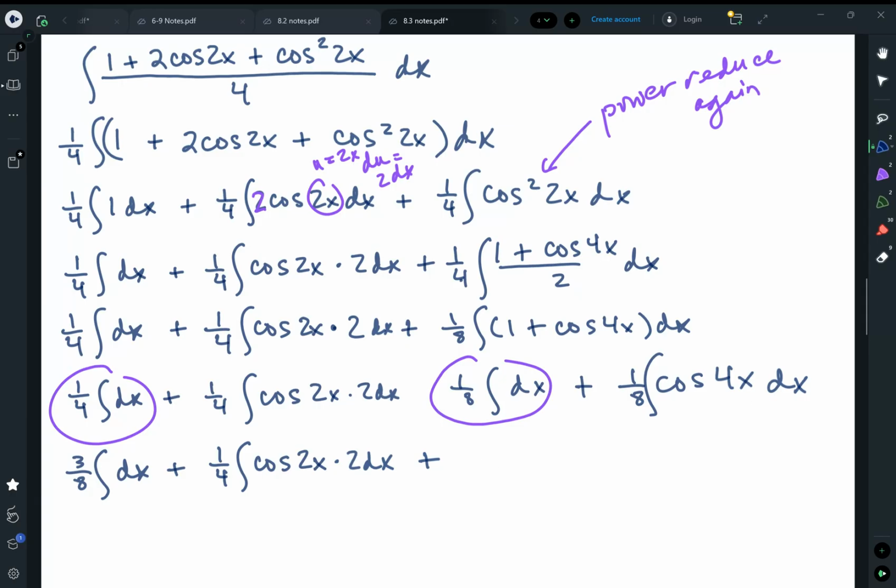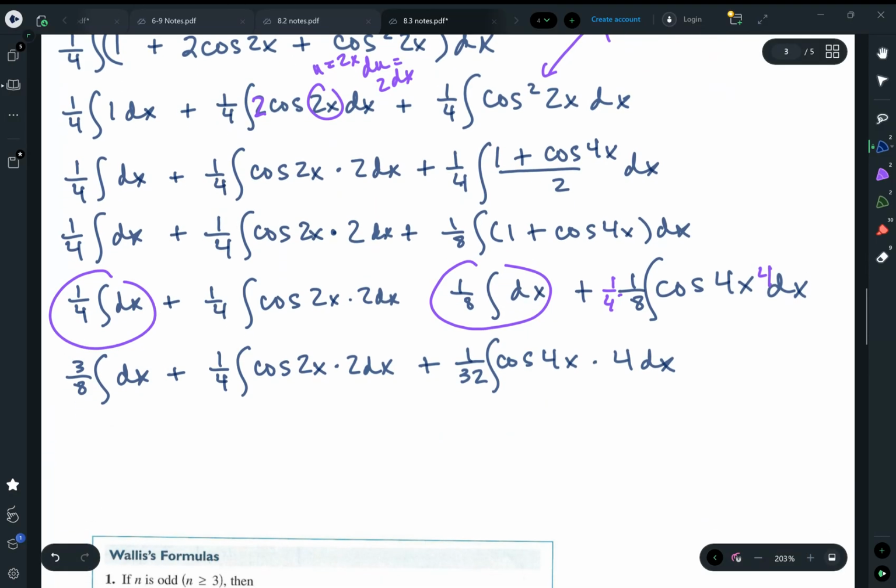And now this one, if I want to sneak a 4 in here, then this is going to have to be multiplied by a 1/4. So 1/32 integral of cosine 4x times 4 dx. Okay, now we're finally ready to integrate.